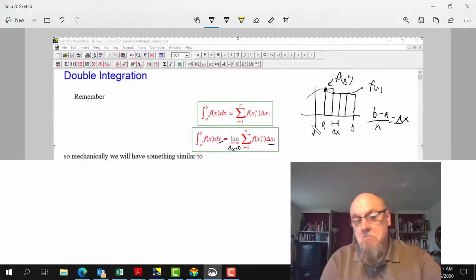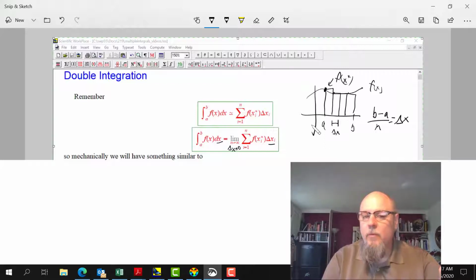Now, in double integration, multivariable calculus, we're going to have two dimensions, an x and a y. Before we jump in there though, this was area. And if you think about it, let's say we measure height in meters. So the y value was measured in meters. And this x value was measured in meters. When we get the area, it's meters squared.